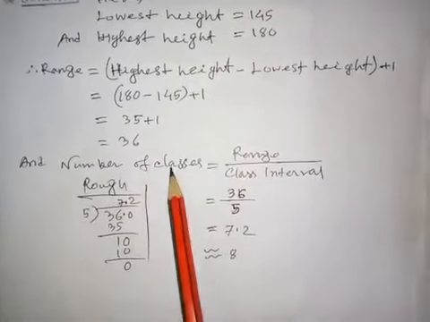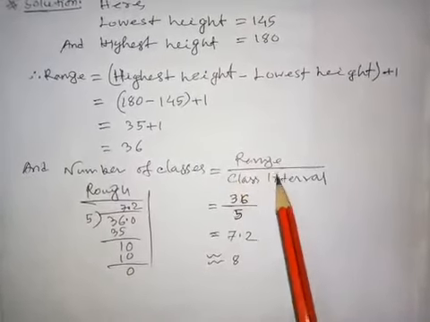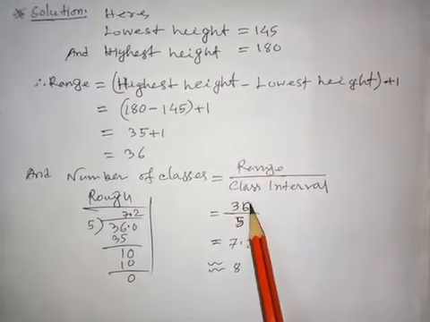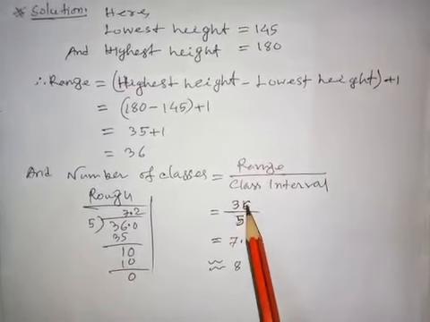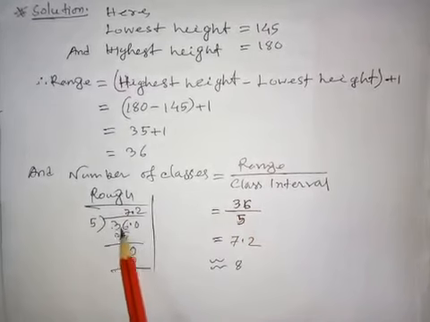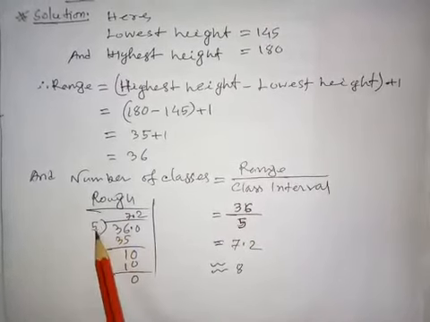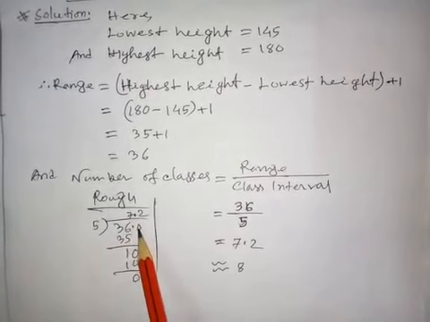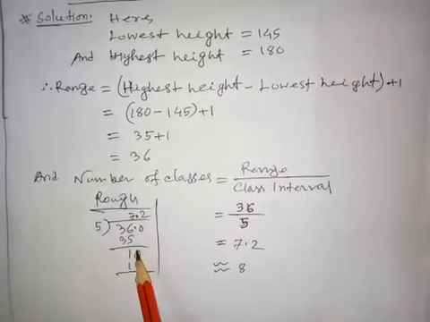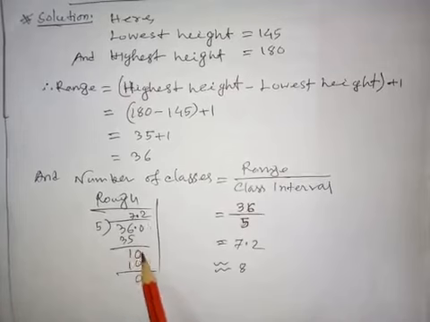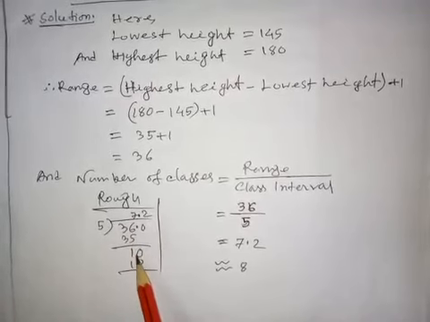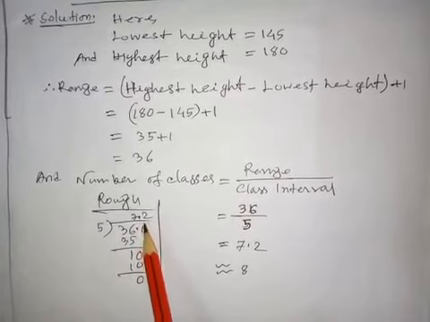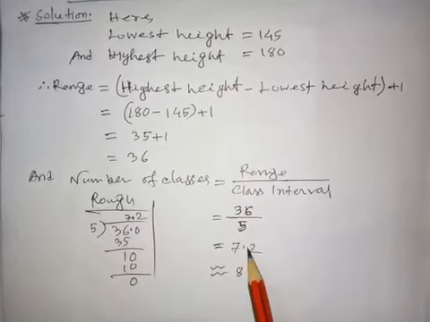Now we have to find the number of classes. Number of classes equals range divided by class interval. So here we are choosing class interval 5 and range is already given, 36. So now divide 36 by 5. If we take 7 times, then 35, 1 remainder, take the 0 here and the decimal point, take 0, another 0 here. Then this is 10, take 2 times 5 is 10. So after 1 digit decimal point, here will be 1 digit decimal point. So that means 7.2. So the result is 7.2.